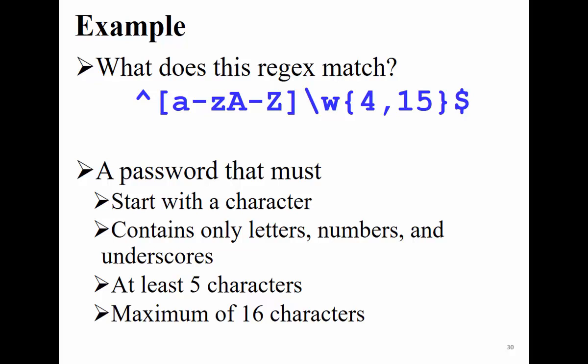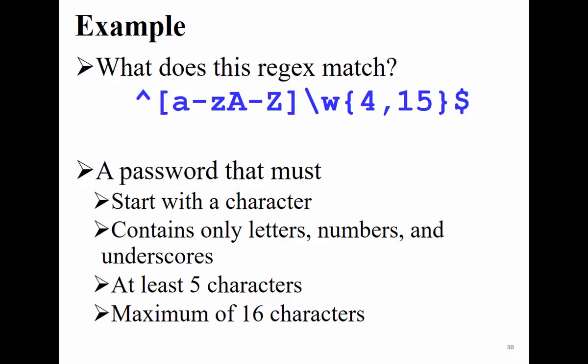Why 5? Why is it not 4? Exactly. So this is not for the whole thing. This only applies to this expression, which is \W. You see, this 4 and 15 is for this \W, but this is a single character. So 4 plus 1 is 5, so at least 5 characters. And the maximum is 16. Any question?